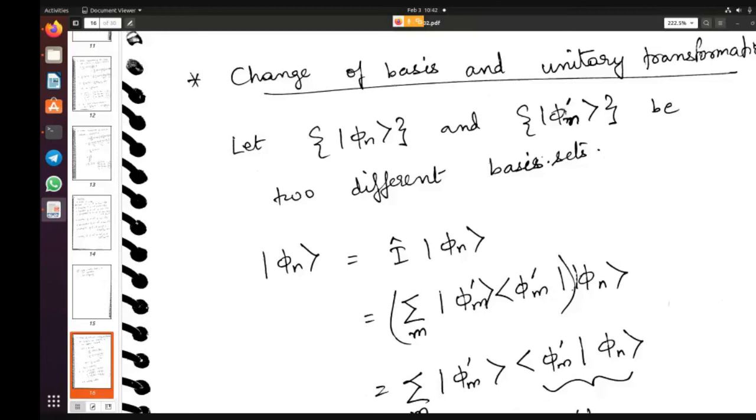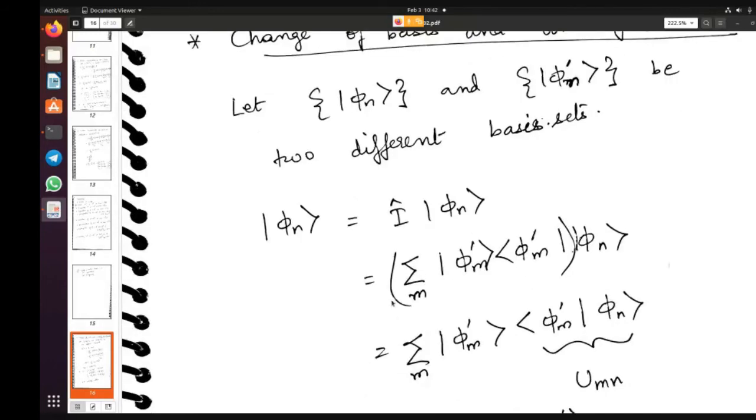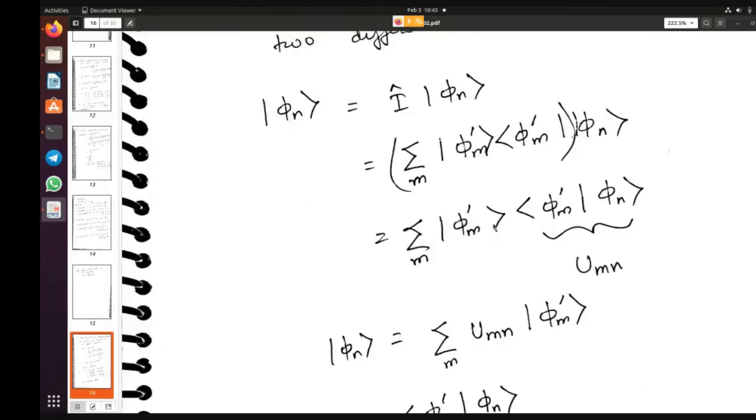But the point is that the dash is the notation. If we denote the vector with a dash, it means it's a different vector. So what we are doing is multiplying it with the identity I, which is the summation over m of the ket phi m dash multiplied with the bra phi m dash. When you do this, phi m dash phi n will give you some number, which will be umn, and this will give you phi m dash.